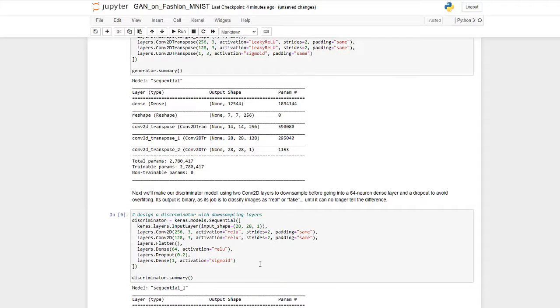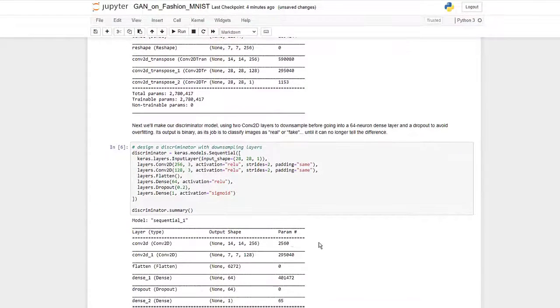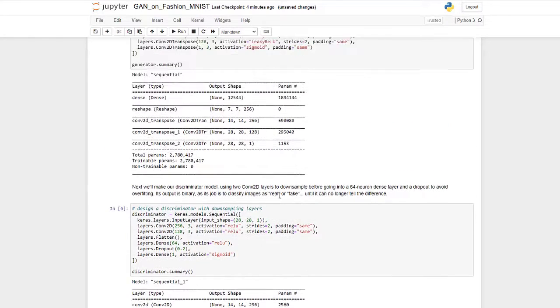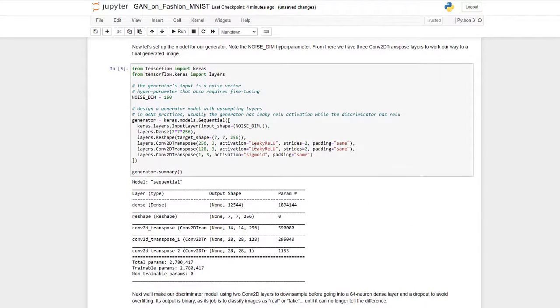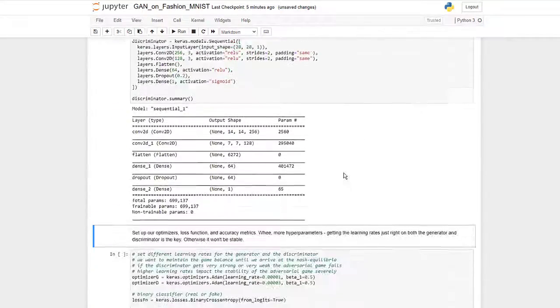Let's go ahead and hit that. Model looks correct to me. One other thing I forgot to point out, we're using the ReLU activation function here on the discriminator and the leaky ReLU activation function on the generator. And that's just something that people have learned over time that works well. Just standard best practice there.